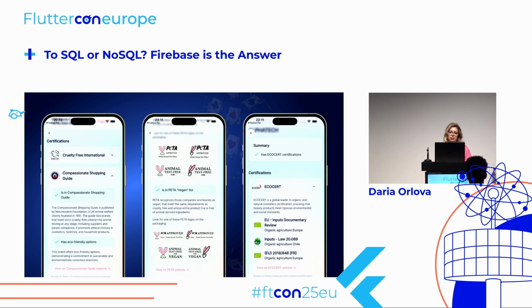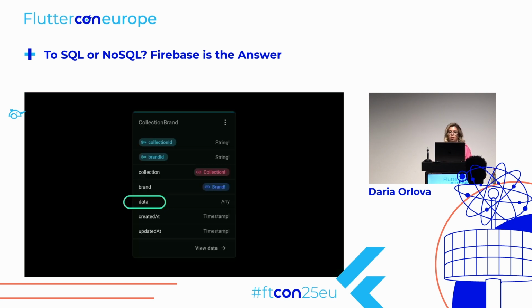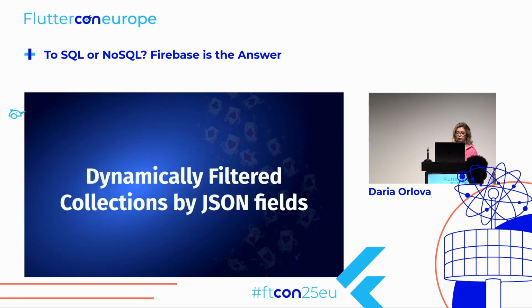And all of this data is different for each organization. So as I mentioned earlier in the talk, we use a JSON for that, because we can have different parameters, and mapping this to columns and so on would be very hard and result in a lot of unnecessary data. So yeah, we use JSON for that. And what we want to do in the functionality in the app is return dynamically filtered collections by JSON fields.